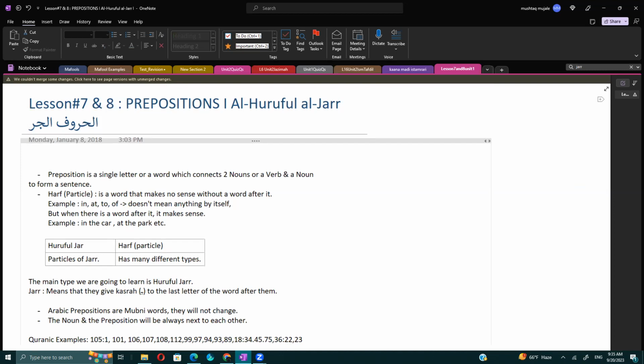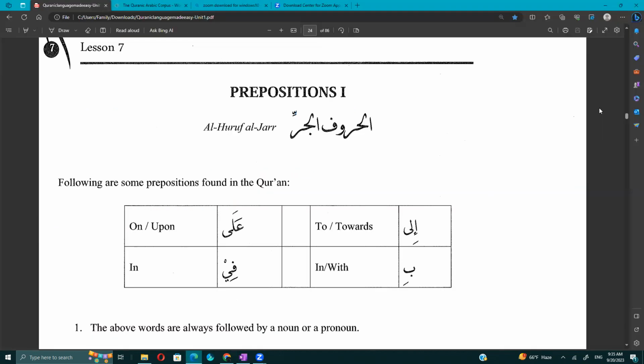Yes, Sister Nazima or Sister Sabira Shakur, anyone want to answer? What do you mean by jar? Because it drags. It brings the marfu to kasra. Very good, mashallah. Yes, Sister Sabira, you were saying something? It drags down. Mashallah, mashallah.